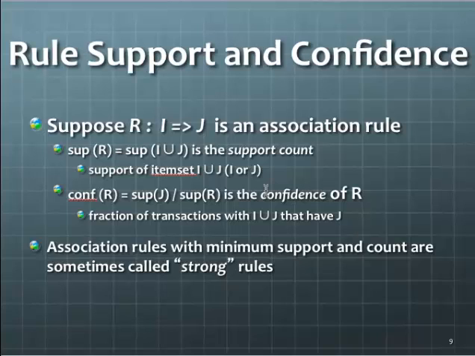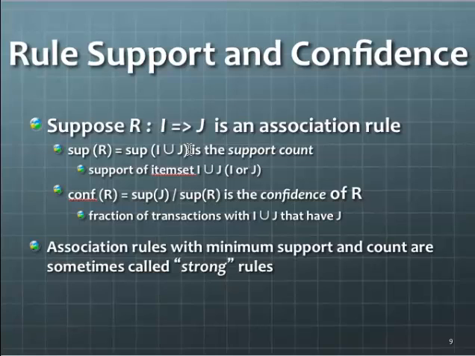According to the previous slides, we know that the support determines how often a rule is applicable to a given dataset, while the confidence determines how frequently items in Y appear in transactions that contain X. So for a given association rule from I to J, the definition of confidence is the number of transactions where both I and J exist together in this dataset, divided by the number of transactions containing I.